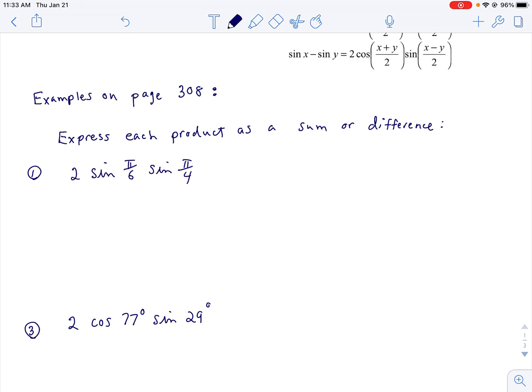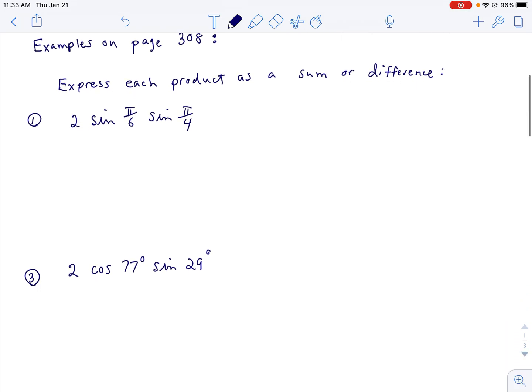Express the product, meaning we're going to get some stuff multiplied together, and you're going to break it apart as either an addition problem or subtraction. The first problem is 2 times the sine of pi over 6 times the sine of pi over 4. Now, I recognize that you can find those trig values, but I don't want you to do that. We're going to use the identity to rewrite it as trig functions being added together.